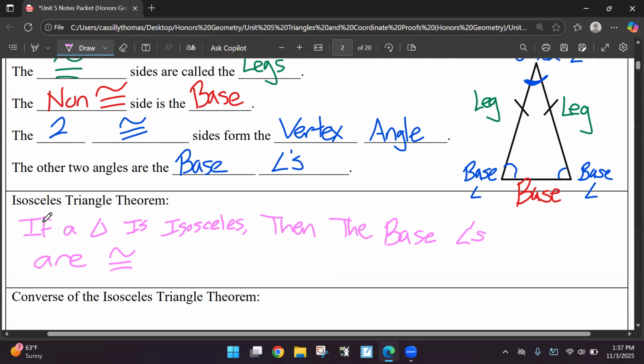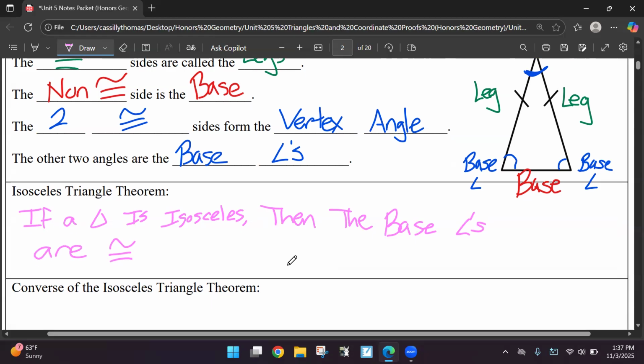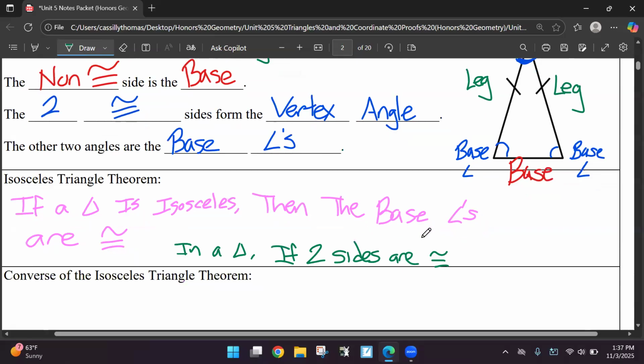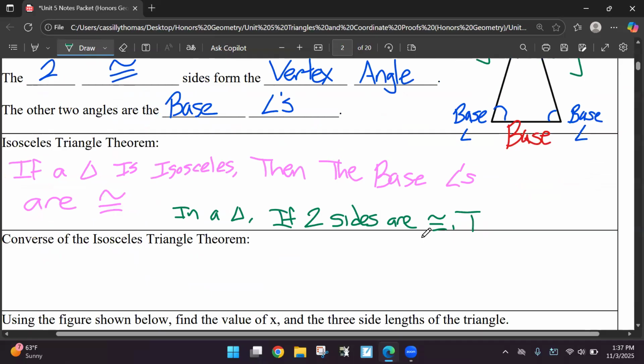Basically, if two sides in a triangle are congruent, then two angles will be congruent. So that's just another way that you could think about this. So you can always say, in a triangle, if two sides are congruent, then two angles are congruent. Kind of ran out of room there.